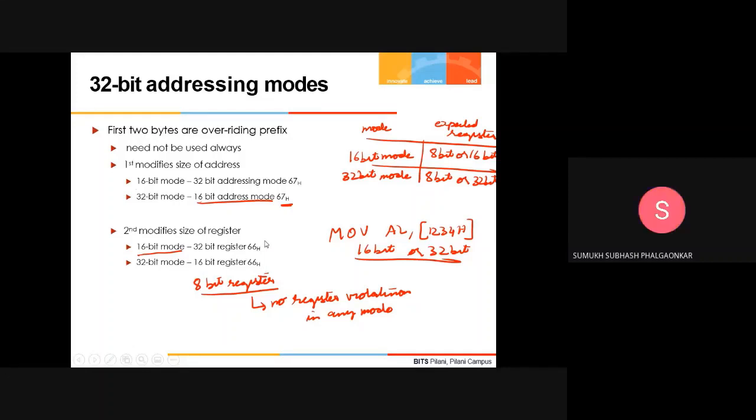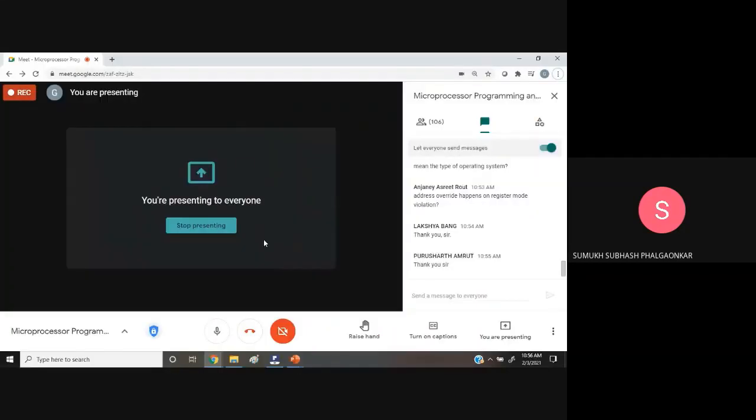Sir, suppose we are using a 32-bit operation processor and we are storing something in a 16-bit register, as well as specifying the address using 16 bits. What will be the override in that case? Both will be there, 66 and 67, both will be there. Okay, sir.